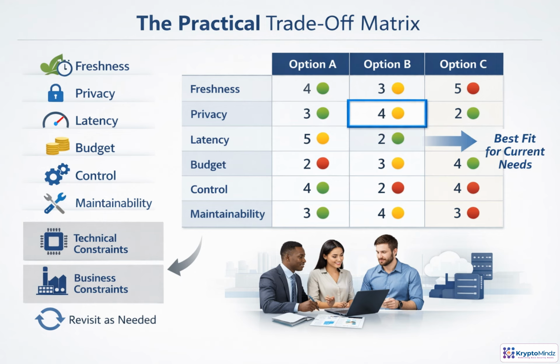A trade-off matrix turns architecture debate into shared evaluation. Instead of asking which approach is best, ask best against which constraints. Score each option for freshness, privacy, latency, cost, control, maintenance, and data needs. Include business realities alongside technical ones. The goal is not mathematical perfection, it is clarity. As requirements shift, revisit the scores, because the right architecture today may not be the right one later.